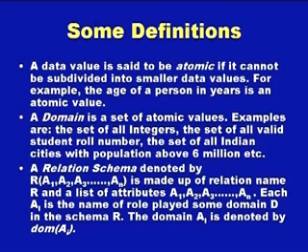Let us also look at some definitions from the relational model. The relational model is based around the notion of a mathematical relation. Now a mathematical relation is said to comprise of atomic data values, and what is an atomic data value? A data value is called atomic if it cannot be subdivided into smaller values, for example the age of a person. Similarly, each data value is said to reside in a domain.